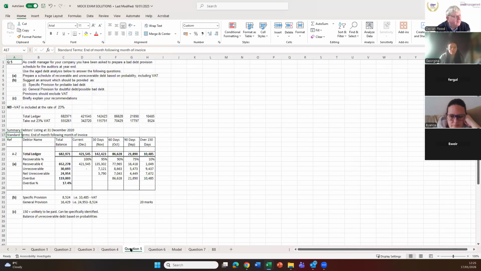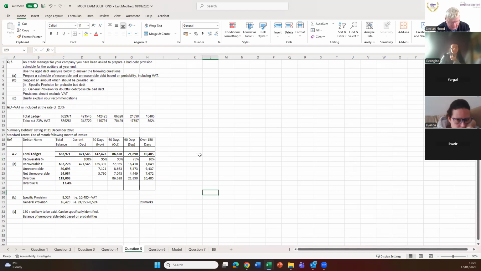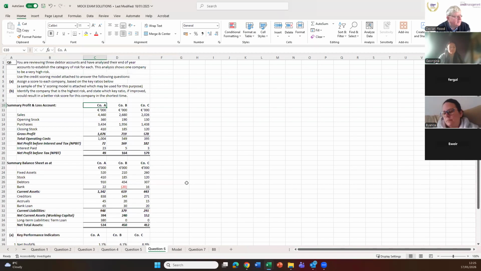Question 5 is going to be on bad debts. So again, it's going to look something like this. You're going to be given a ledger, we'll calculate it, and you work out how much you reckon is recoverable, how much is irrecoverable, and how much you have to provide for. So that is that.